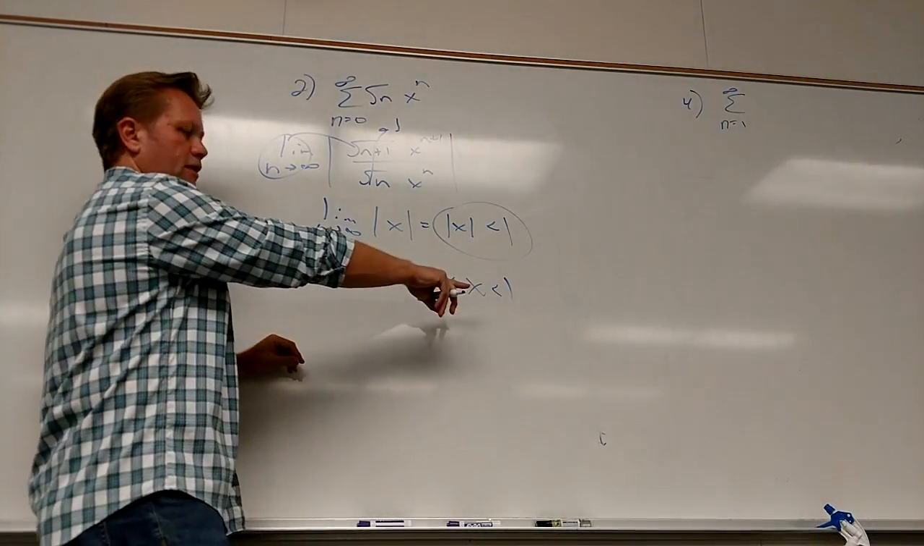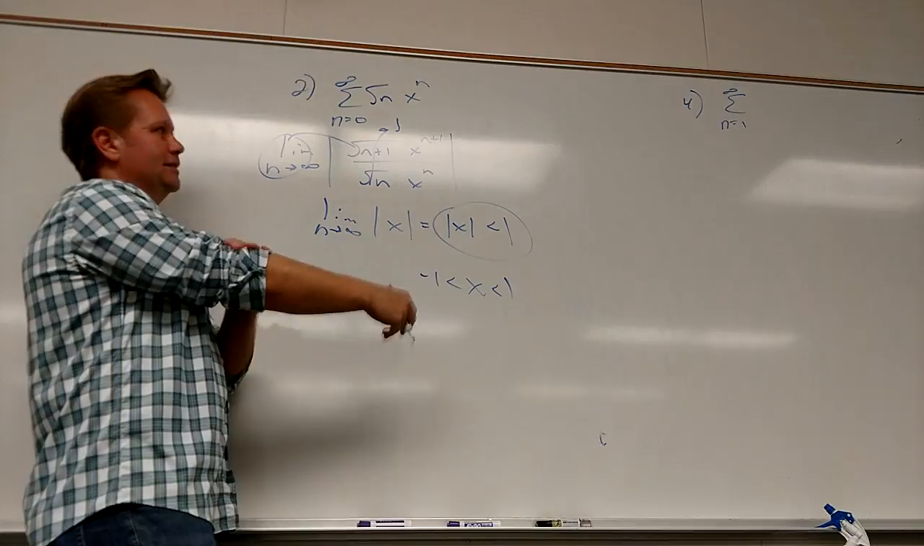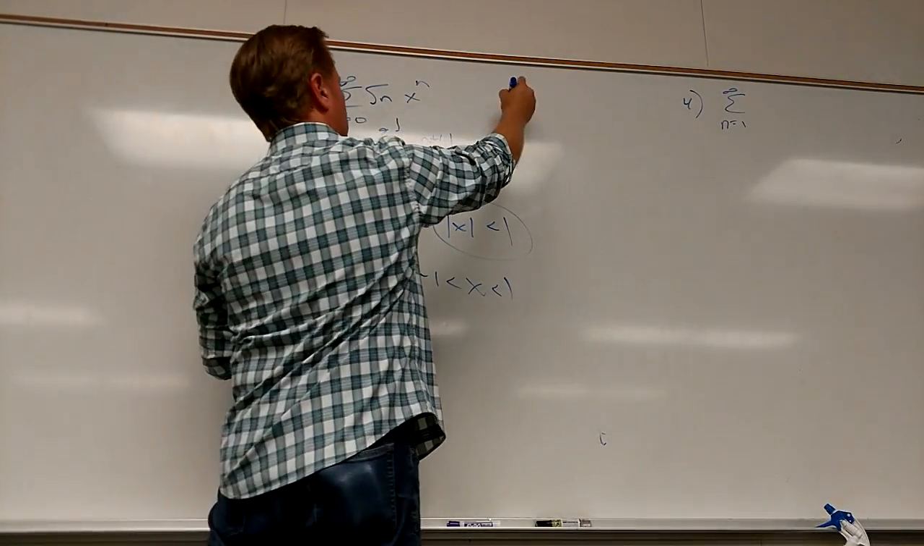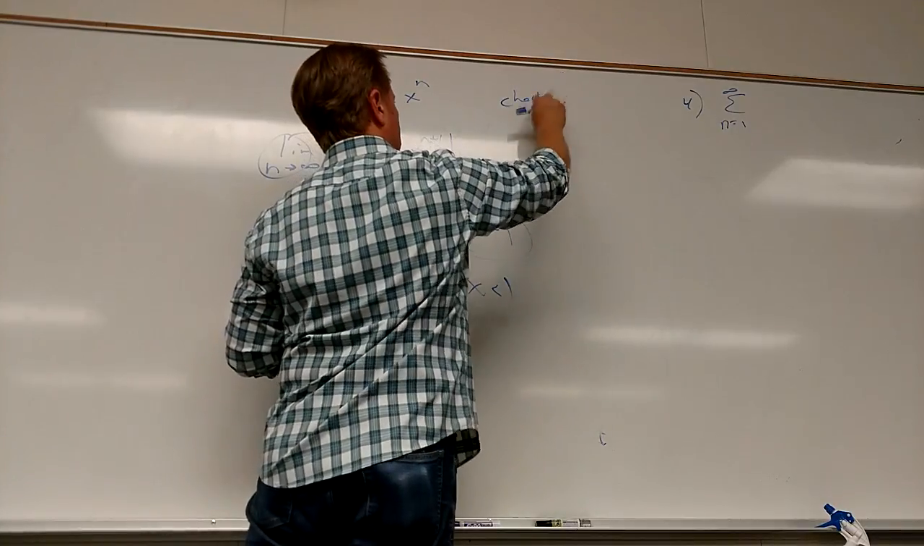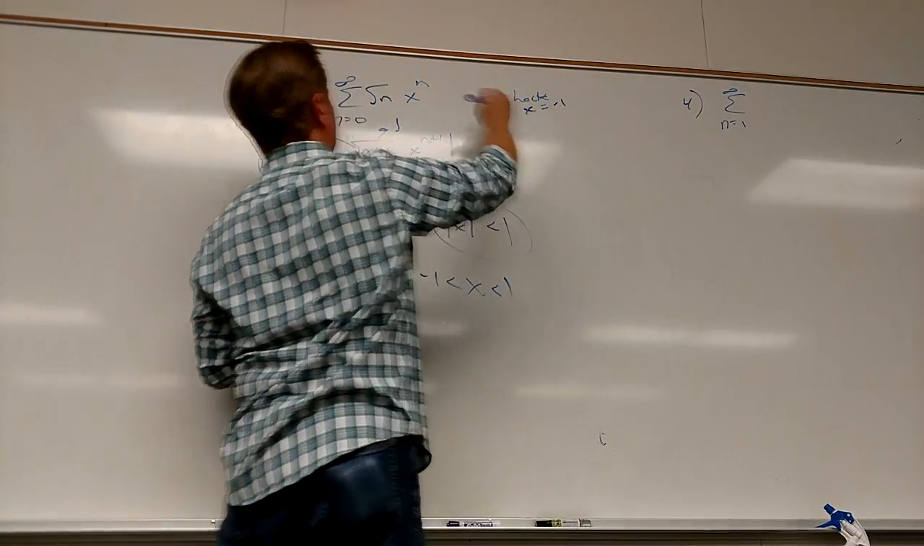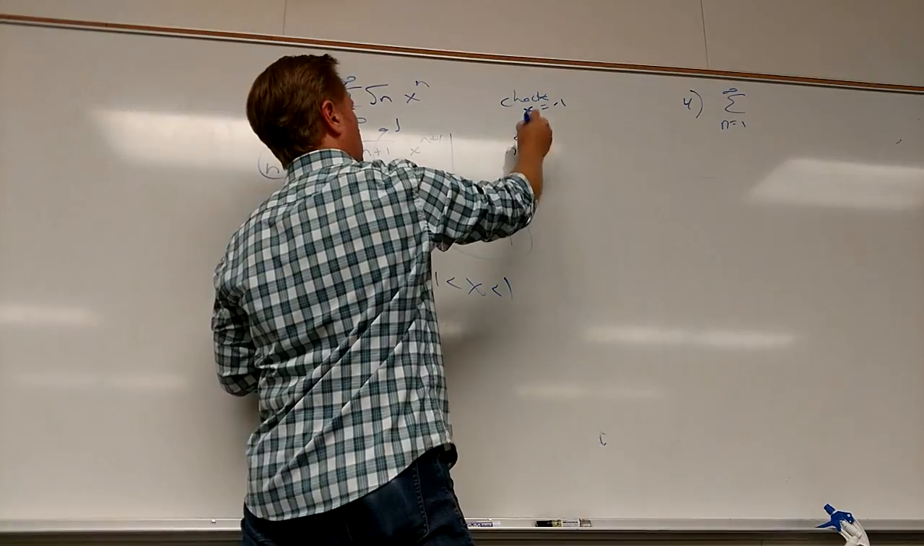So how do I check the endpoints? Yeah, so if we check x equal to negative 1, it becomes this.